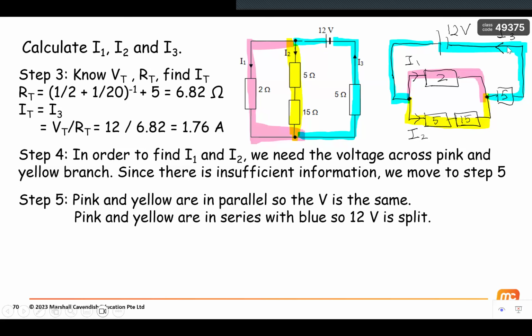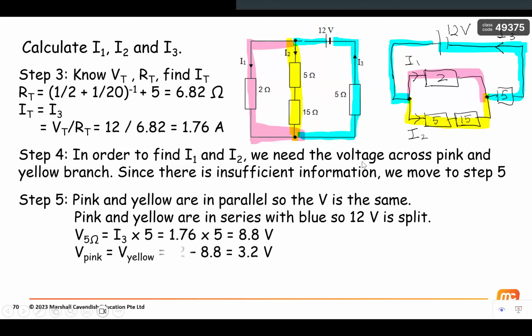I have the resistance, I have the current, so I can find the voltage. The voltage of the 5 ohms is the current here, 1.76, times the resistance here, 5, which gives 8.8 volts. With this being 8.8 volts, I can use the relationship to find the voltage across the pink and yellow. The voltage across the pink equals the voltage across the yellow because they're in parallel, which equals 12 volts minus 8.8. I'll be left with 3.2 volts. So across this pink, it will be 3.2, and across this yellow, it will also be 3.2 volts.